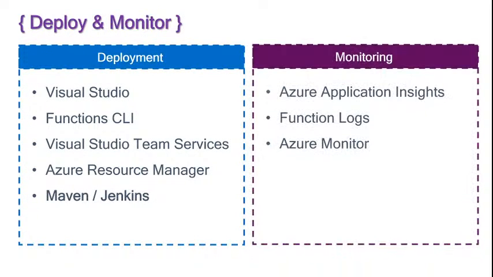So how do we deploy and monitor? Like I mentioned, you can deploy using Visual Studio Code. There's a function CLI, there's Visual Studio Team Services, there is the Azure Resource Manager, and then Maven, Jenkins, different deployment tools. In terms of monitoring, you can use Azure Application Insights, Functions logs, Azure Monitor, or you can be creative and implement your own kind of logging. But why reinvent the wheel when these logging features are available for you to use?